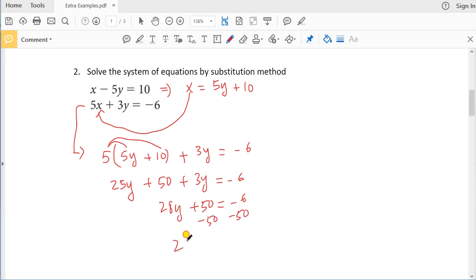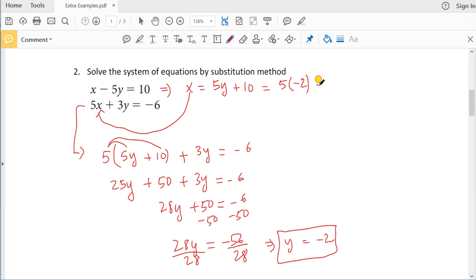You want to solve for y. So minus 6 minus 50 is minus 56, and we are dividing by 28 on both sides to solve for y, and y should be equal to minus 56 divided by 28, that is minus 2. Once you have the y value, you can solve for x. We know that x from the beginning is 5y plus 10, and y now is minus 2, so that equals 5 times minus 2 plus 10, and 5 times minus 2 is minus 10 plus 10, and that is 0. This is the x value. So your ordered pair solution is x is 0 comma y is minus 2.